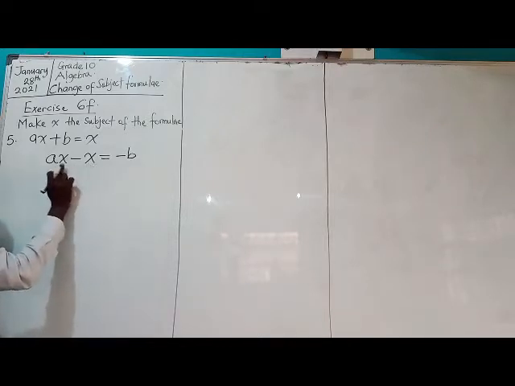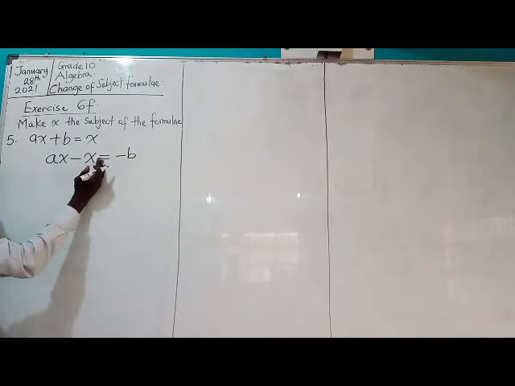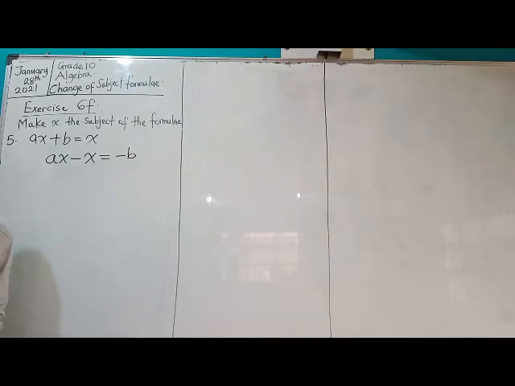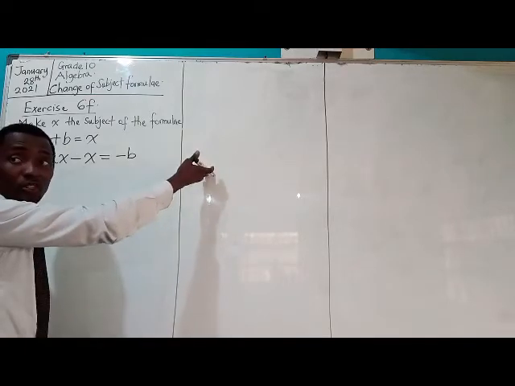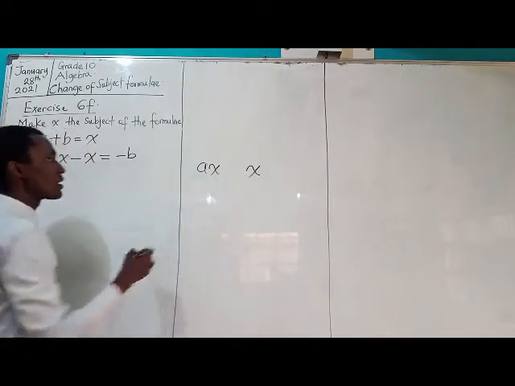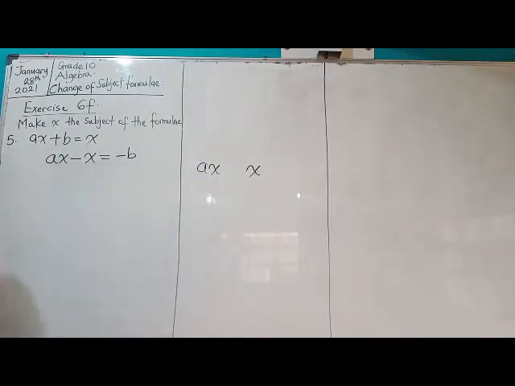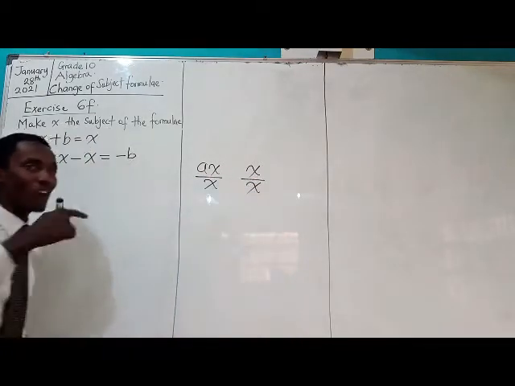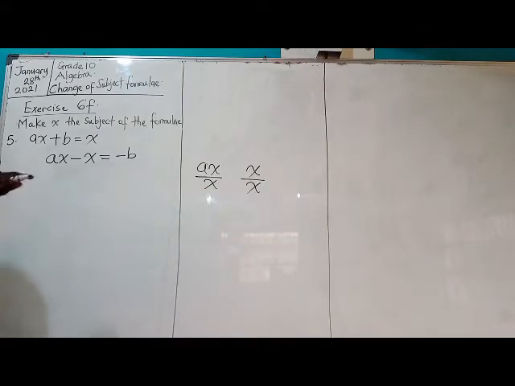You discover that here, if you look at the left hand side, there is x here, there's x here. Is that not? So you would apply the knowledge of what? Factorization. So I will factor x out of this. And to help us, I'm going to be writing on this part of the board. What I have in question is ax and x. To factor is to divide. So I'll divide this by x, I'll divide this by x. To factor is to apply division to the content of the brackets.